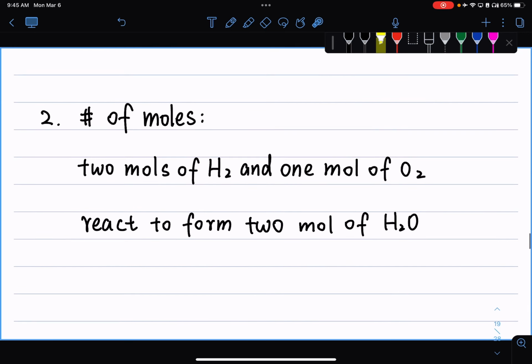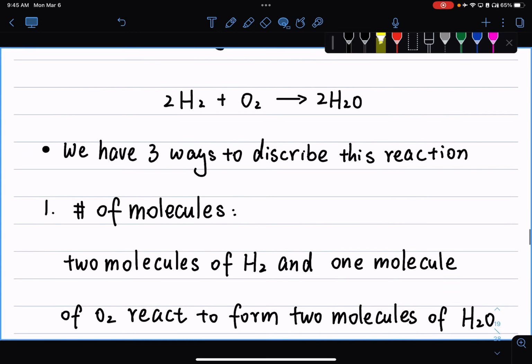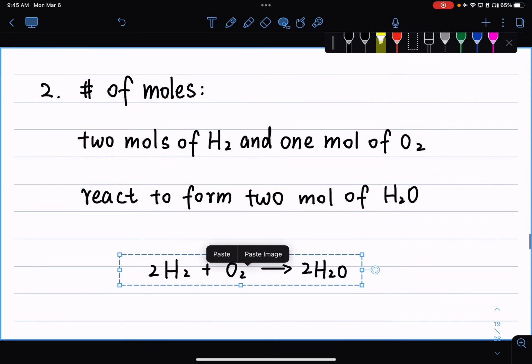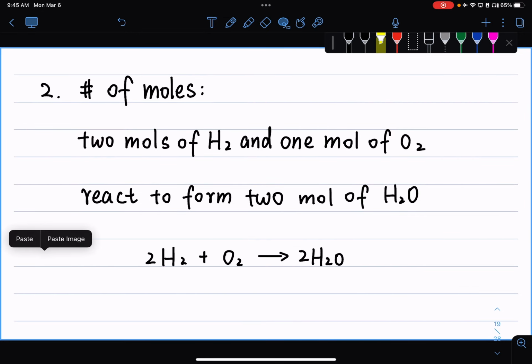Alternatively, we could also discuss our reaction using the number of moles. Let me just copy it down again. That's the same idea of saying, hey, now we have 2 moles of H2 and 1 mole of oxygen react to form 2 moles of H2O. So these two are pretty much similar to each other, right? A mole is just the conversion of one molecule by the Avogadro number to give you the number of moles, which is more macroscopic.